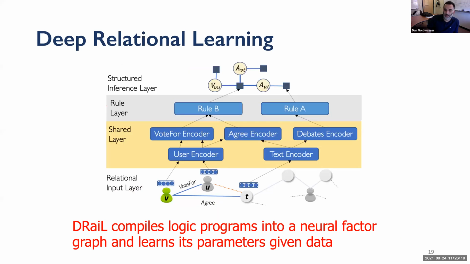And what we end up with is a graphical model that's defined over a relational embedding space where the different types of relations all share information. And as a result, we're doing a form of relational multitask learning.